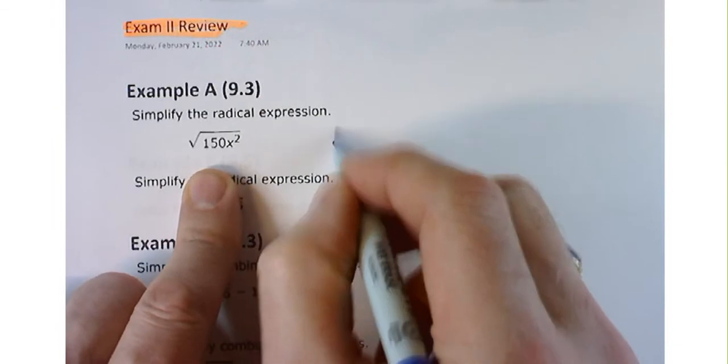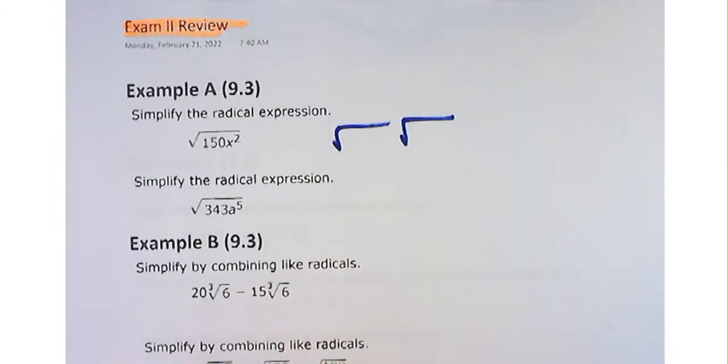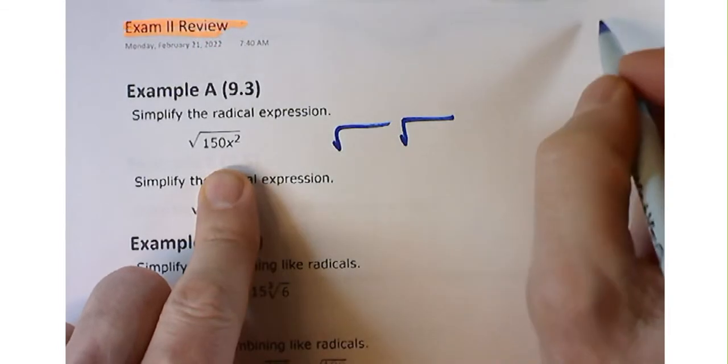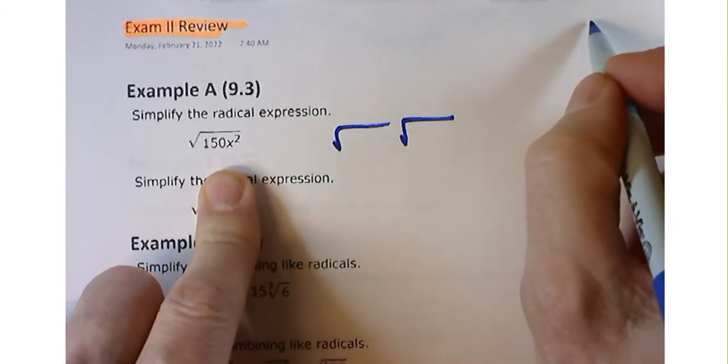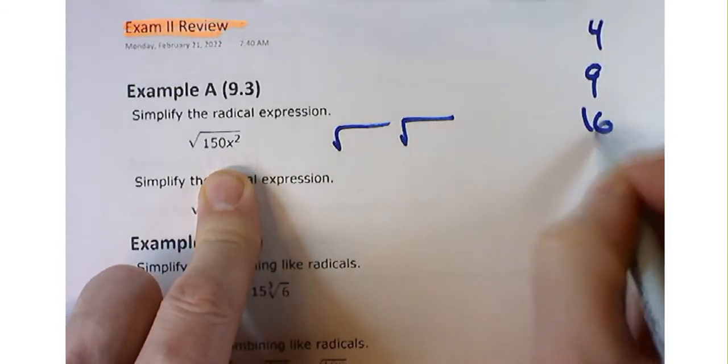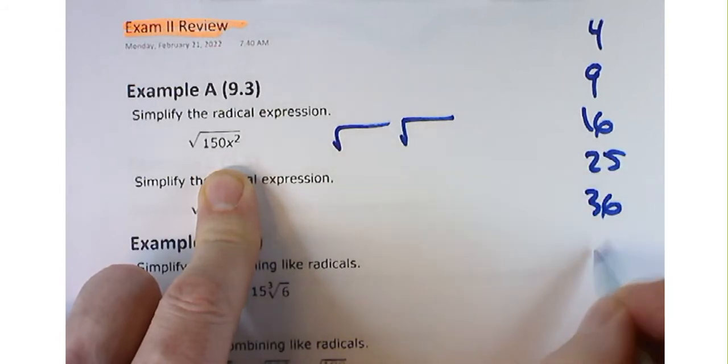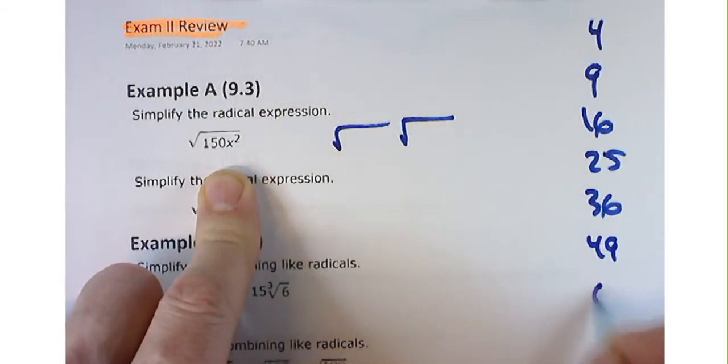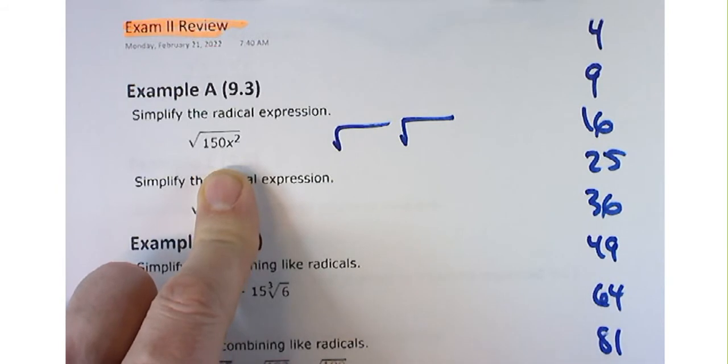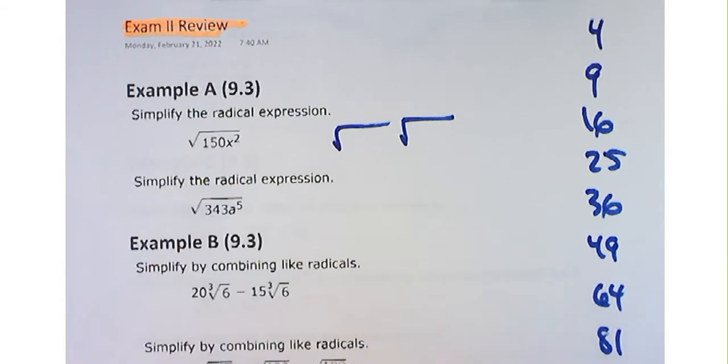And the thing to do with the radicals for some of these early problems is to split it up into 2 parts. Part of it is a perfect square, part of it is whatever's left over. It's helpful to have your perfect squares memorized, like 4, 9, 16, 25, 36, 49, 64, 81, 100, 121, etc. Let me go a little further: 144, 169, 196.